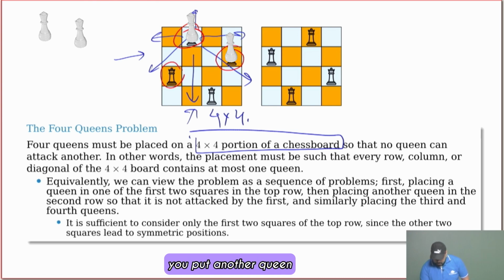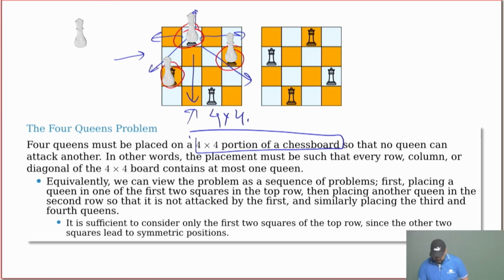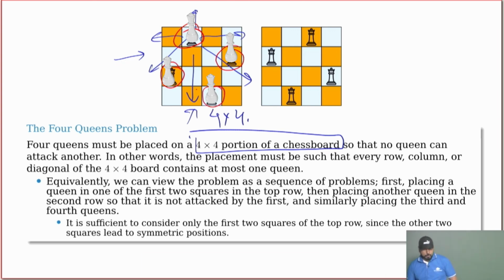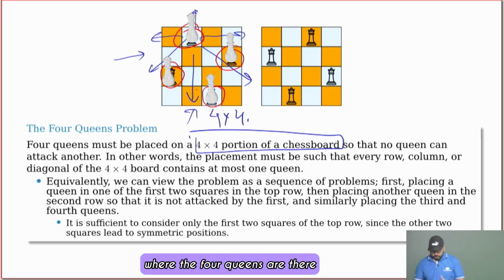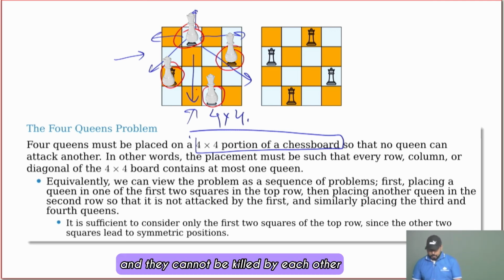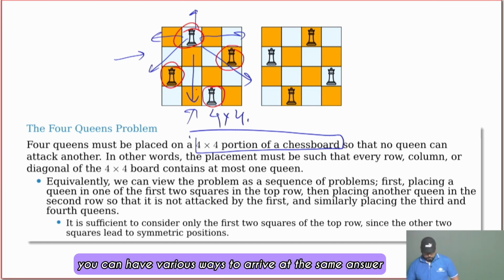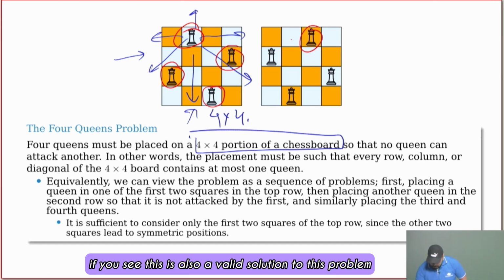And then in the third step, you put another queen, and is this queen under danger? No, it cannot be killed by anyone else, so you're safe. And then the fourth queen you can put here, and this cannot be killed as well. So in this game, if you arrive at this state where the 4 queens are there and they cannot be killed by each other, then we say that the problem is solved. Okay. So same way here, you can have various ways to arrive at the same answer. In this case, this is also a valid solution to this problem.